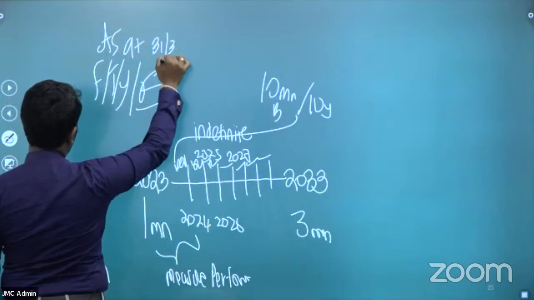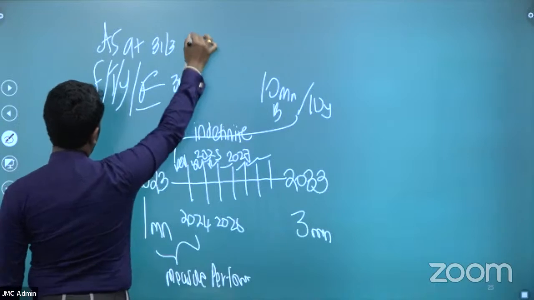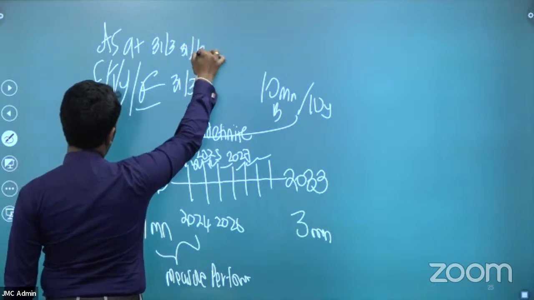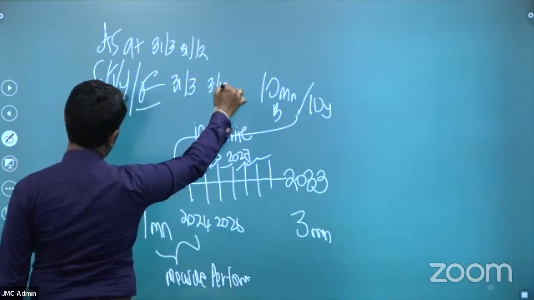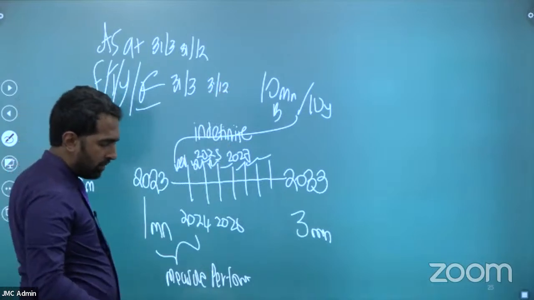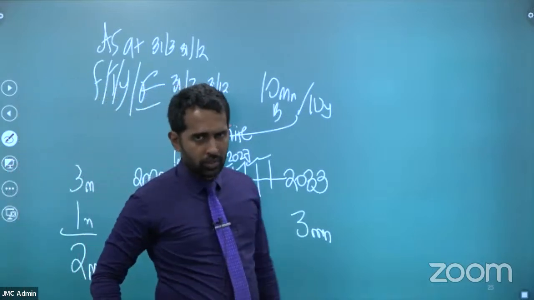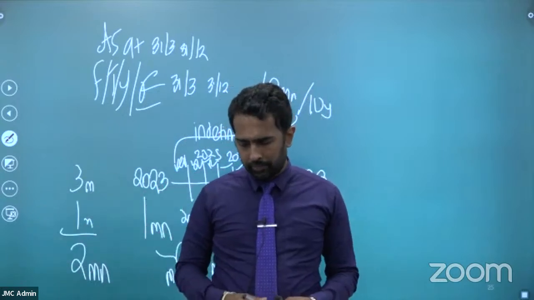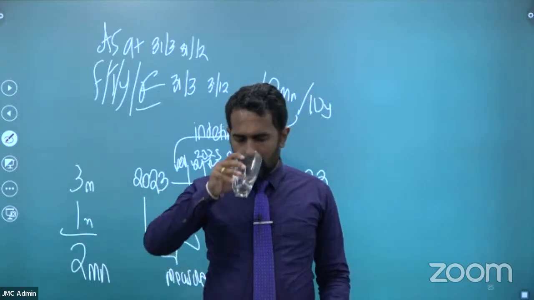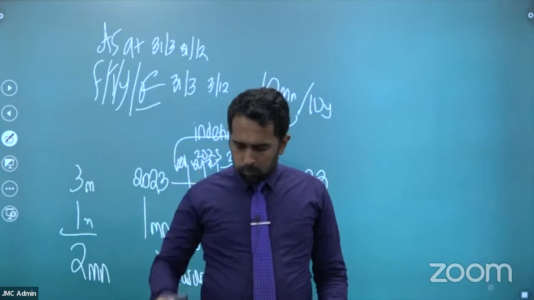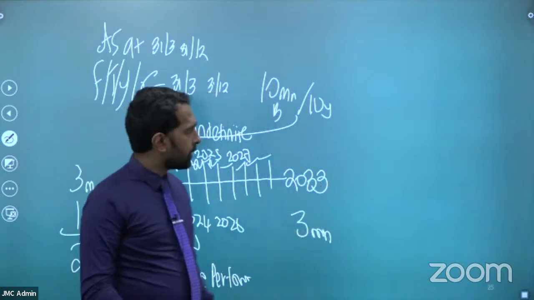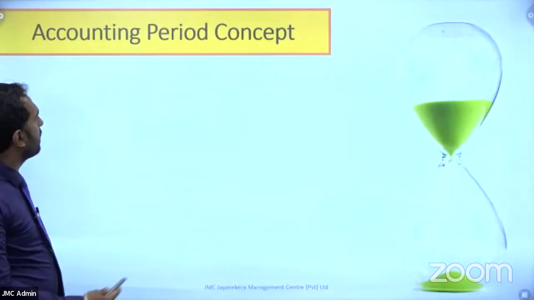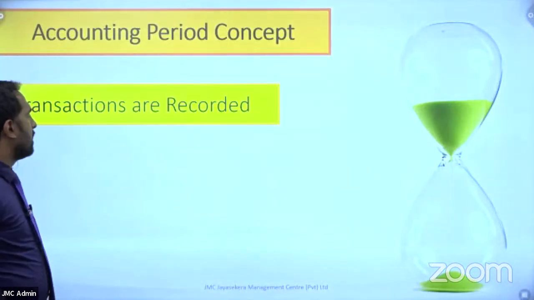Generally it is the 31st of March, or you put the 31st of December. Generally, we prepare the financials from 1st of April to 31st of March, or 1st of January to 31st of December. We'll see the accounting periodicity concept.